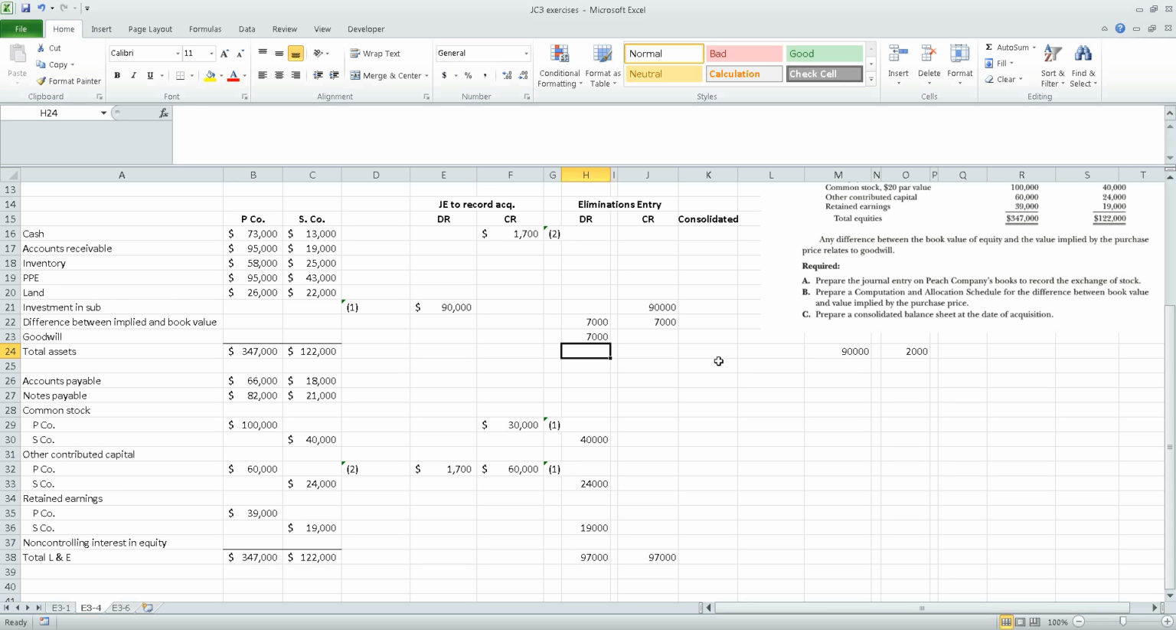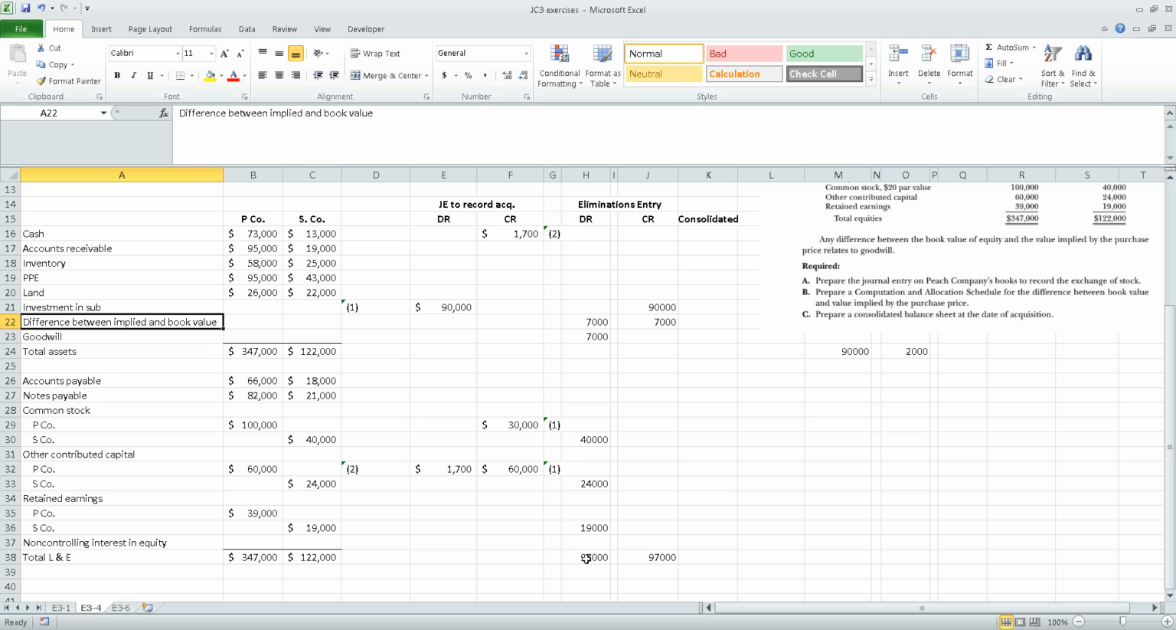You could have, if you wanted to, dispensed with debiting difference between implied and book value and taken the entry directly to goodwill. That would have eliminated the need for the second entry to transfer the balance of this suspense account by means of a credit over here to goodwill. But it's recommended that you use this suspense account because in subsequent chapters, when transactions get a little more complex, it'll be more useful to have that.